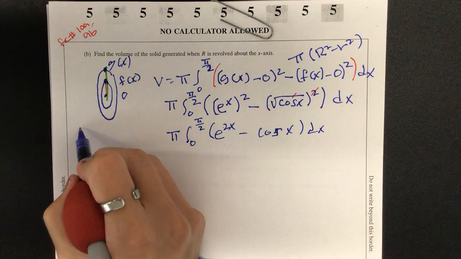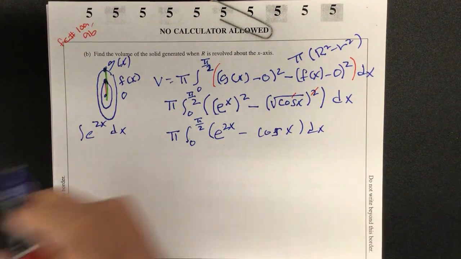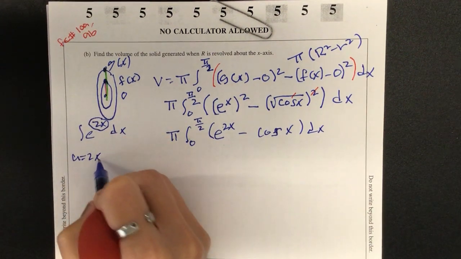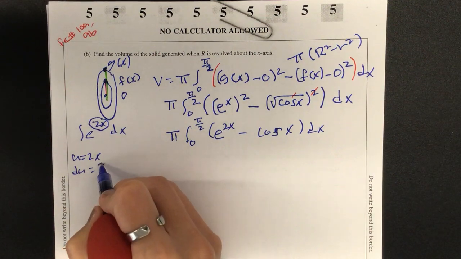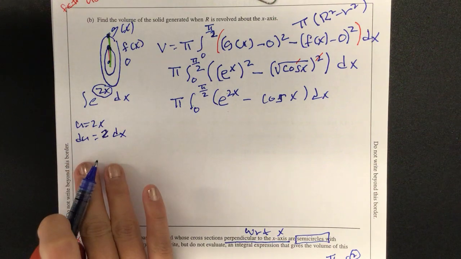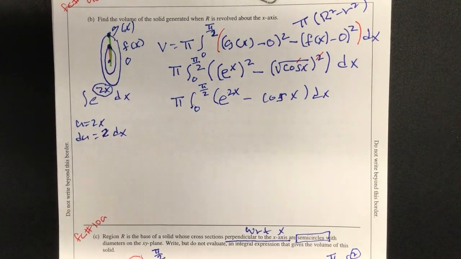So let's worry about the integral of e to the 2x. This I'm going to do on the side. We're going to let u equal the power. So u is equal to 2x. du is equal to 2 dx, not x. I know a lot of you guys should pick up your pencil and start writing from here, right? Right with me?